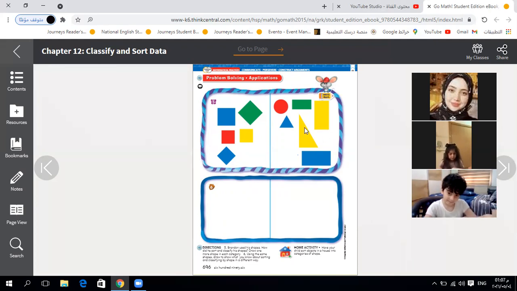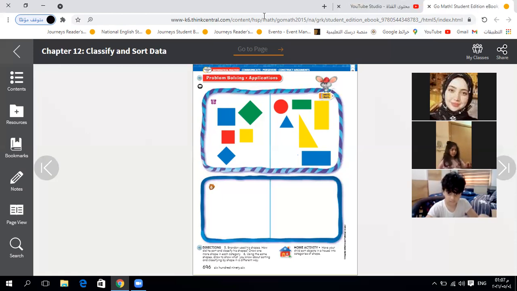Come on, look at the next row here. Can you tell me if we have the same shapes or different shapes? Different shapes. Bravo. What is this in a red color? A circle. Bravo. And what is this? A triangle. Rectangle? Bravo. Okay, so we have different shapes here.